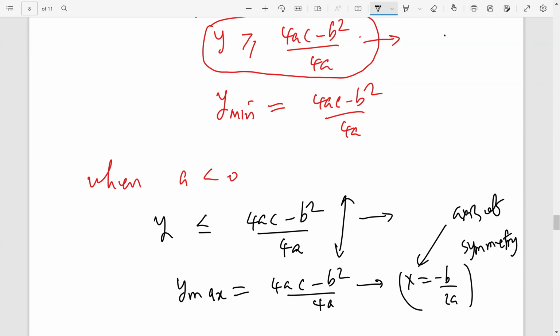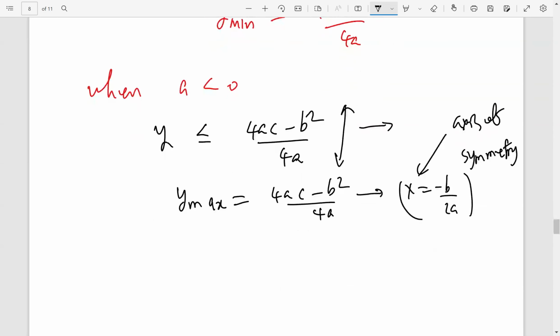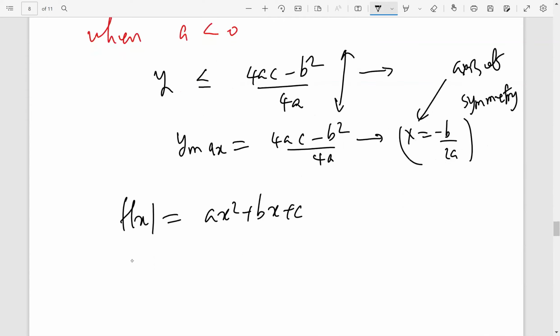So now what is domain? Any polynomial function's domain is going to be all real numbers. So being given f of x equals ax squared plus bx plus c, for domain you're going to say a set of all real numbers.